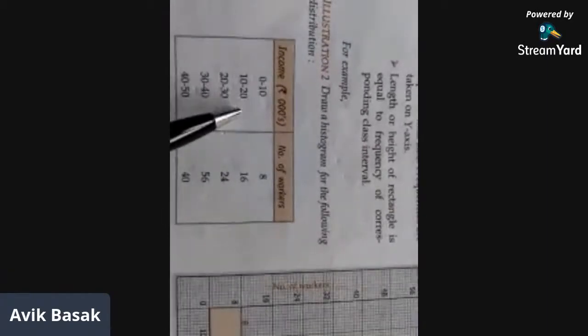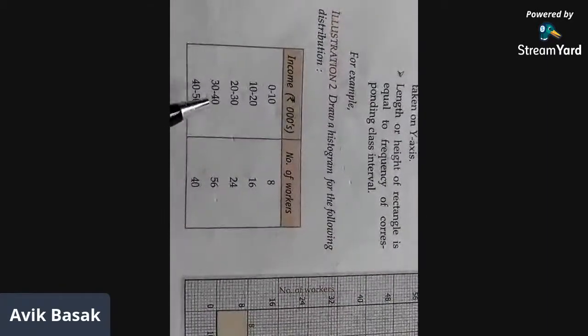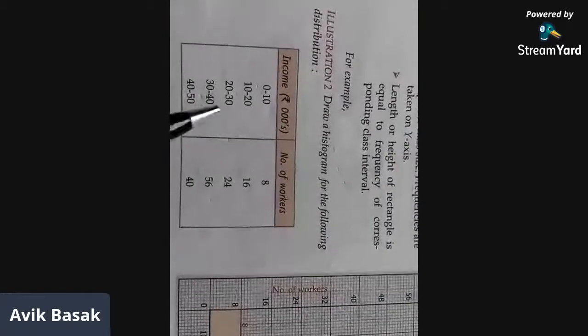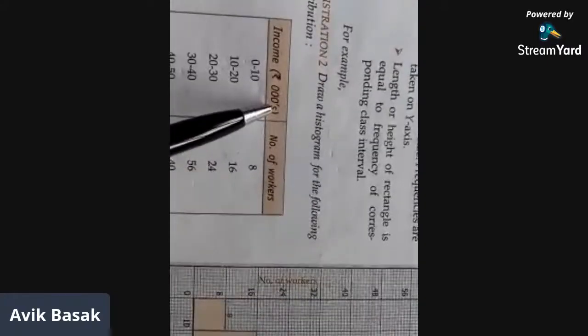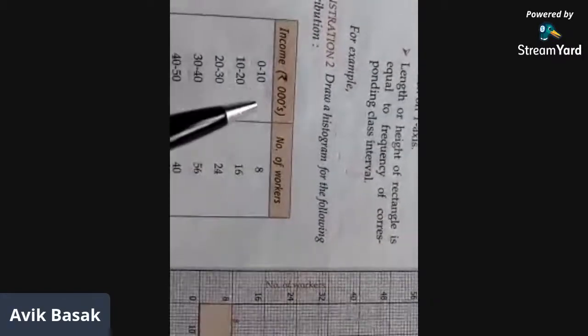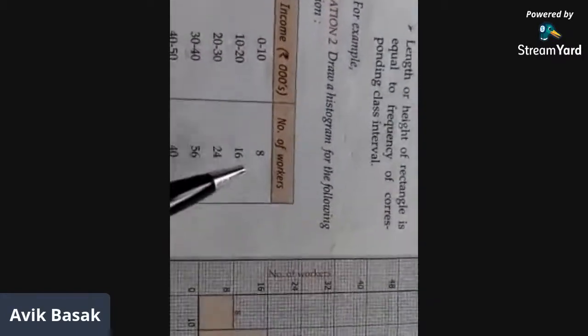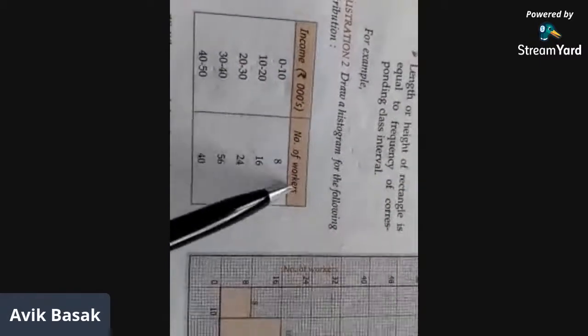Draw a histogram for the following distribution. Income 0 to 10, 10 to 20, 20 to 30, 30 to 40, 40 to 50. What is given? It is given that income. Okay. How many in thousands it is given? How many percent getting income between 0 and 10,000? 8 workers. How many percent are getting income between 10,000 to 20,000? 16 workers. So in this way it is given. How has it been put here in the histogram?